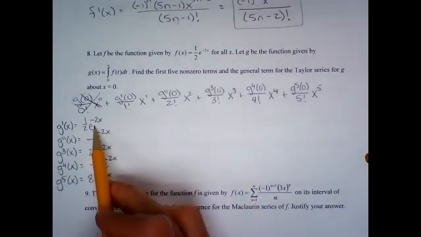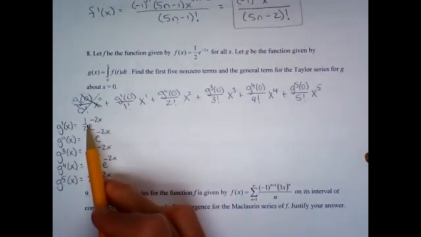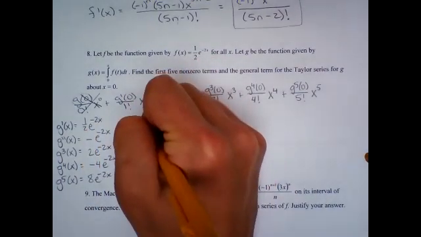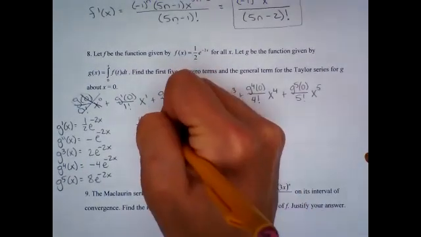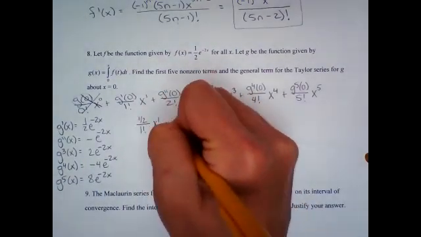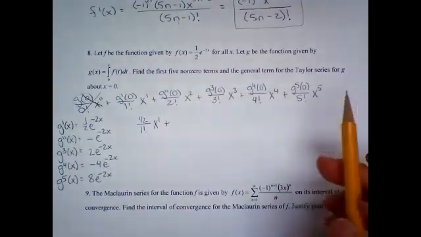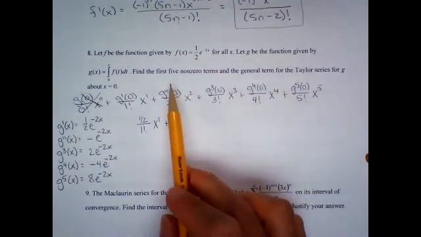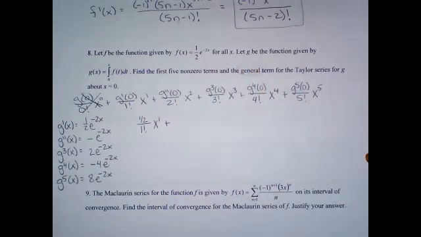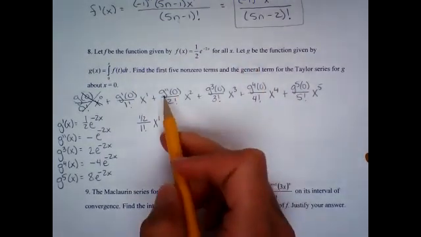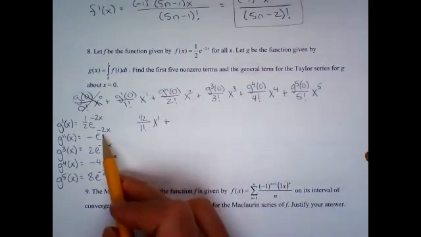So g prime of 0. So if you plug in 0, anything to the 0 power is 1 times 1/2. So it's 1/2 over 1 factorial x to the first. I'm actually just going to leave everything. I'm not going to simplify it down because when you go to write the general term, I think this said write the general term. In the general term, it's easier if it's not simplified because it's easier to find the pattern. All right, so second derivative at 0.